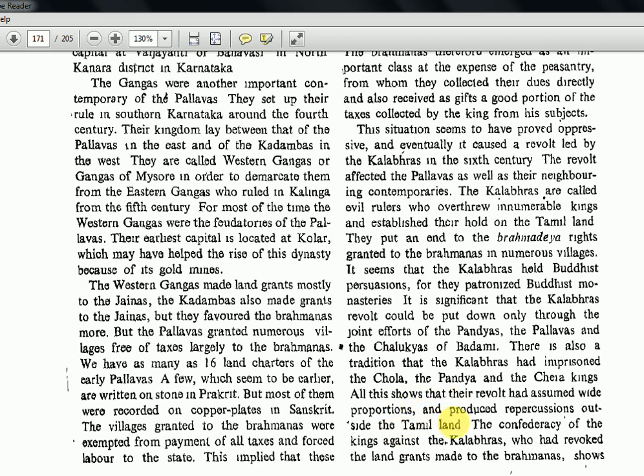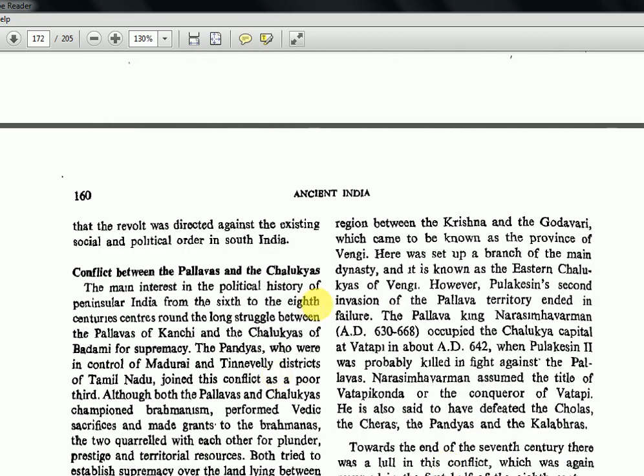The confederacy of the kings against the Kalabhras, who had revoked the land grants, made the Brahmanas show that the revolt was directed against the existing social and political order in South India. So the Kalabhras were a kind of twist in the tail, you can tell. Everything was different people, feudatories or tribes coming into power, but these evil rulers came into power and everybody else had to unite to bring them down. So that is the overall gist of it. Hope you have noted down all the names at least.